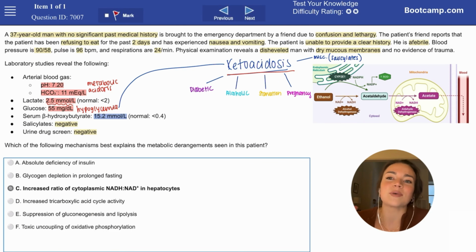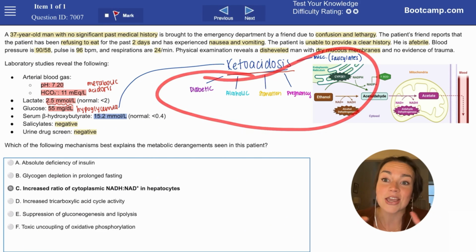But I know that everybody loves the MUDPILES mnemonic for the causes of high anion gap metabolic acidosis, and the D in MUDPILES stands for DKA. But I would challenge you to take a step back and make sure that you're including all of the causes of ketoacidosis in your differential there.